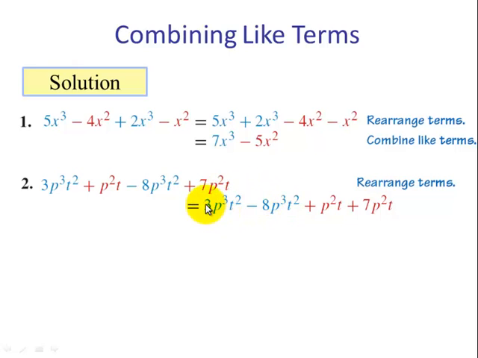Number 2, if we rearrange the terms, we have the p cubed t squared terms together. So we add up the coefficients 3 and negative 8. And we have the p squared t terms together. This has a coefficient of 1. This has a coefficient of 7. So our answer would be negative 5p cubed t squared plus 8p squared t.